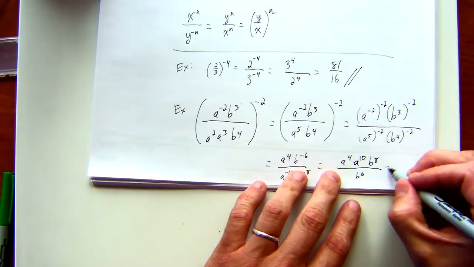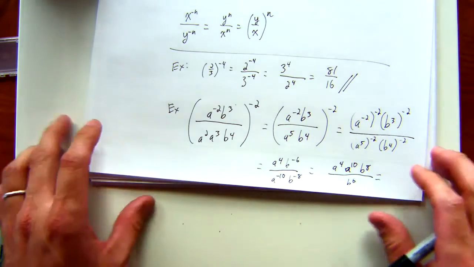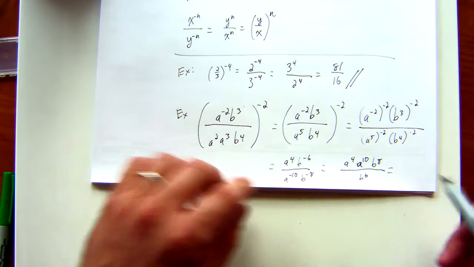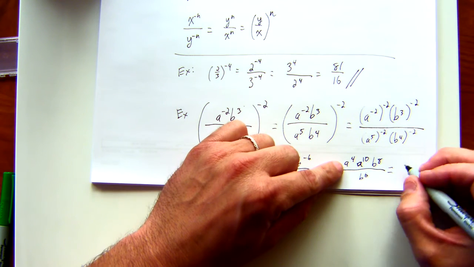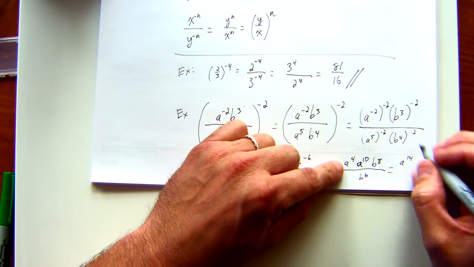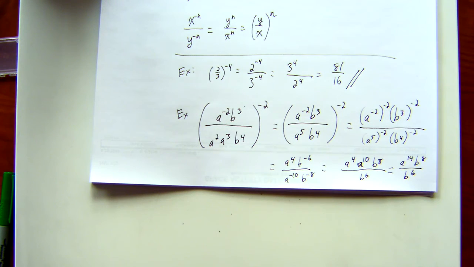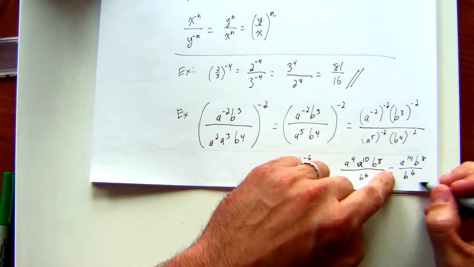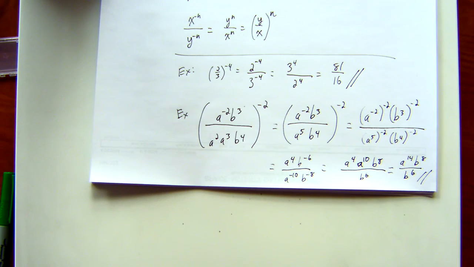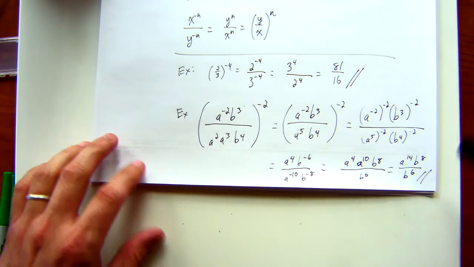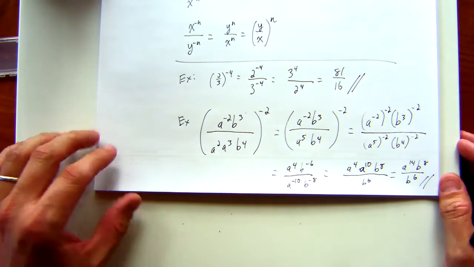Finally, what can I do on the numerator here to simplify it a little bit? A to the 14th. And then I still have b to the 8th and b to the 6th. And now we're going to learn another rule in a minute how we can simplify this a little bit more. Any questions?